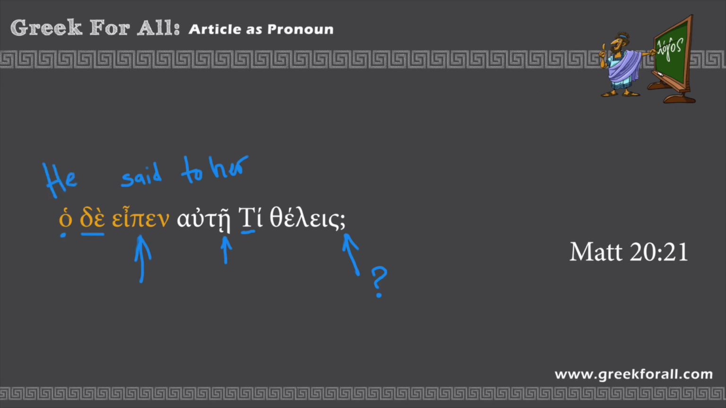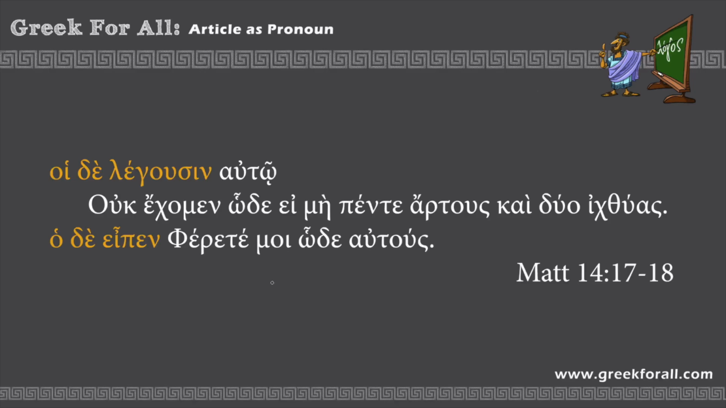So we translate it as he because it's masculine, it's singular, it represents he. But he said to her, what do you want? This is the story of feeding of 5,000, and we see our construction appears twice in this story.